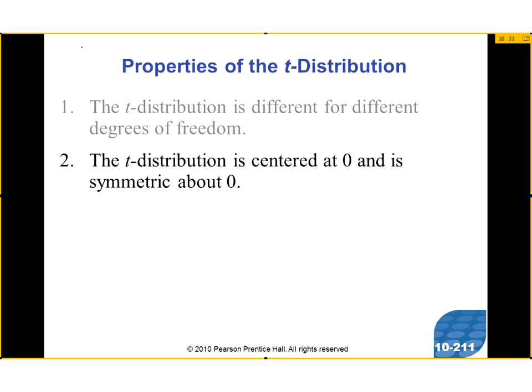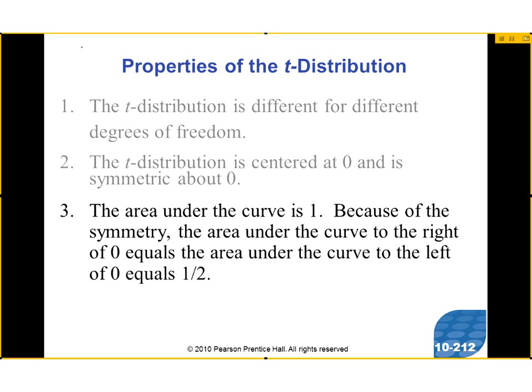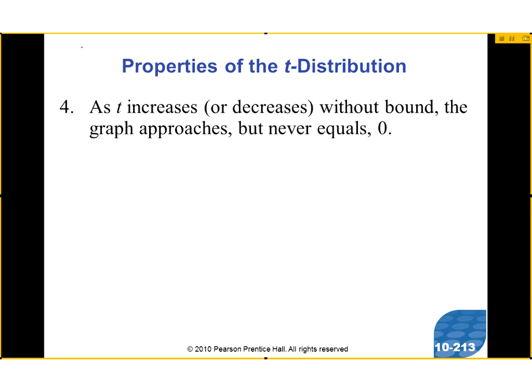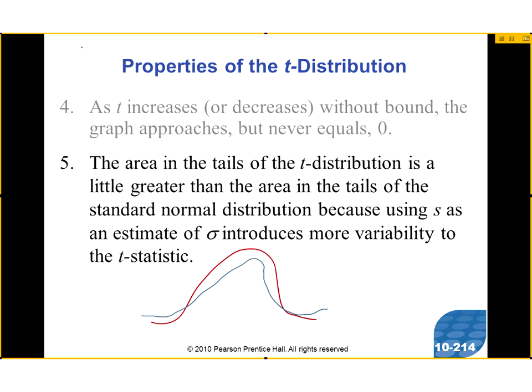The t-distribution is centered at 0 and it's symmetric about 0. The area under the curve is 1. And so the area to the right of 0 equals the area to the left of 0, and those are both 1/2. Now as t gets bigger, the graph approaches but never equals 0. That's just like with the z-distribution. And here's my badly drawn picture from my previous attempt to record this. But the area in the tails of the t-distribution is a little bit greater.